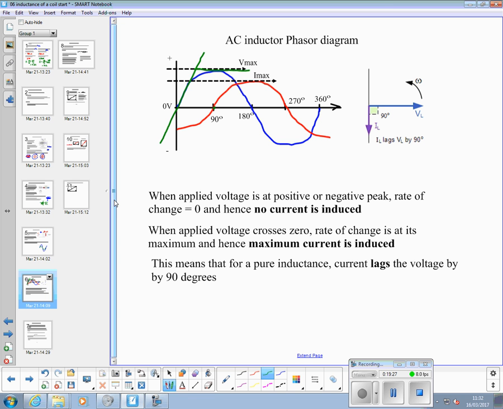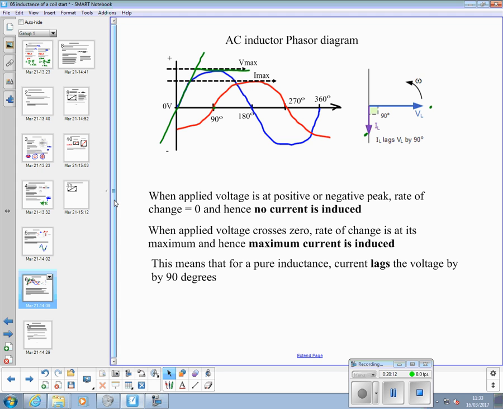If we draw a phasor diagram of that, remember phasor diagrams from complex numbers. Here's our applied voltage, VL. We're talking about angles going round anti-clockwise, and our current here is 90 degrees behind it. So when the applied voltage is at a positive or negative peak, the rate of change of flux is 0. So when we're at the top here, that flux is not changing. No change in flux. No current induced.